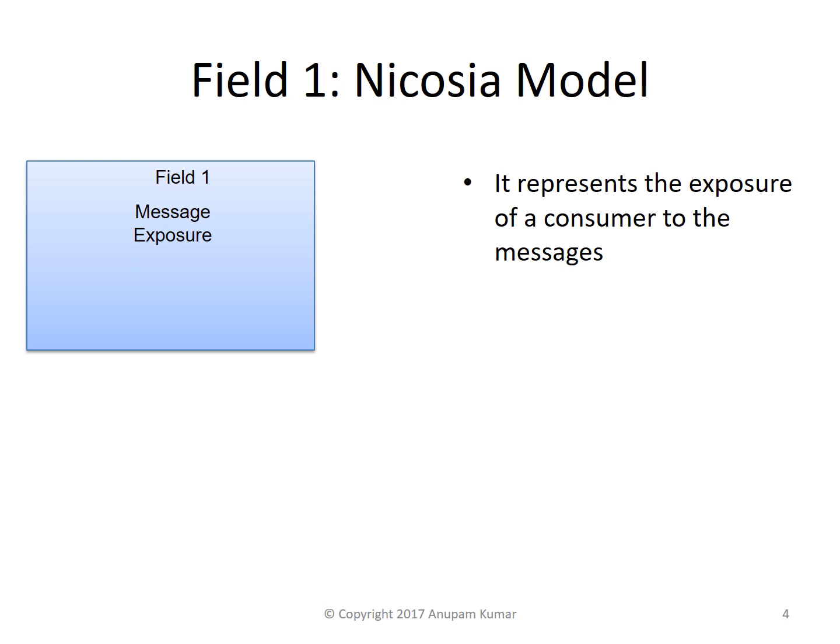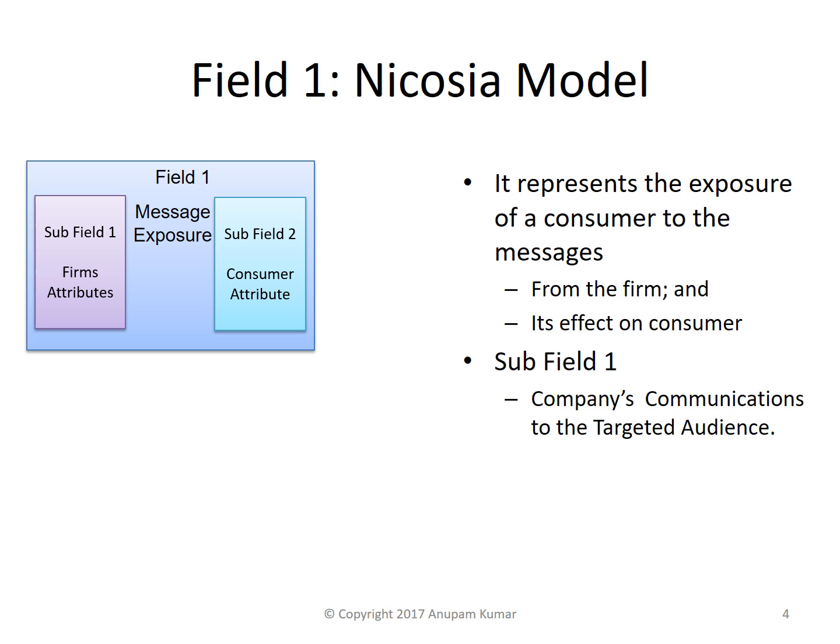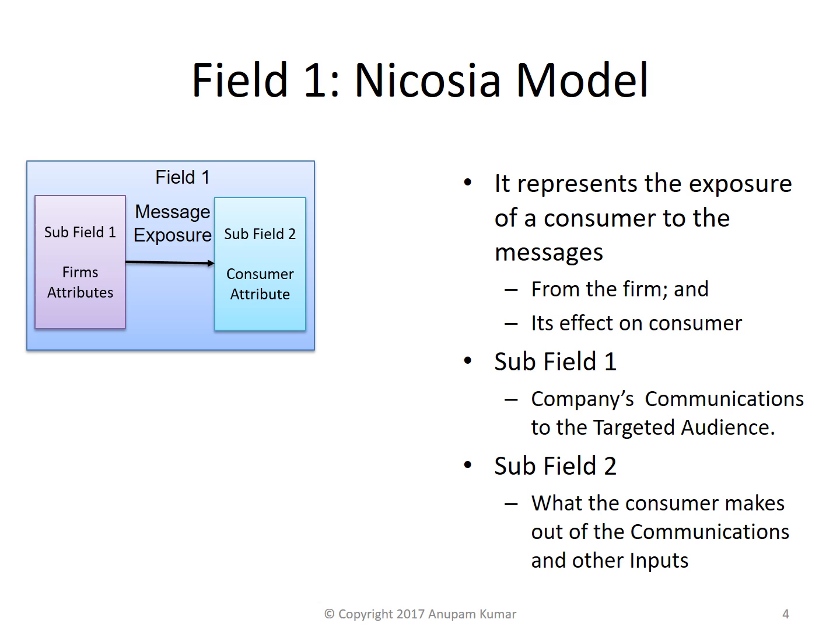The first field of the Nicosia model represents the exposure of a consumer to the messages from the firm and its effect on the consumer. So we have subfield 1, which is the company's communication to the targeted audience, and subfield 2, which represents what the consumer makes out of the communications and other inputs. Let us try and understand this with the help of a simple example.